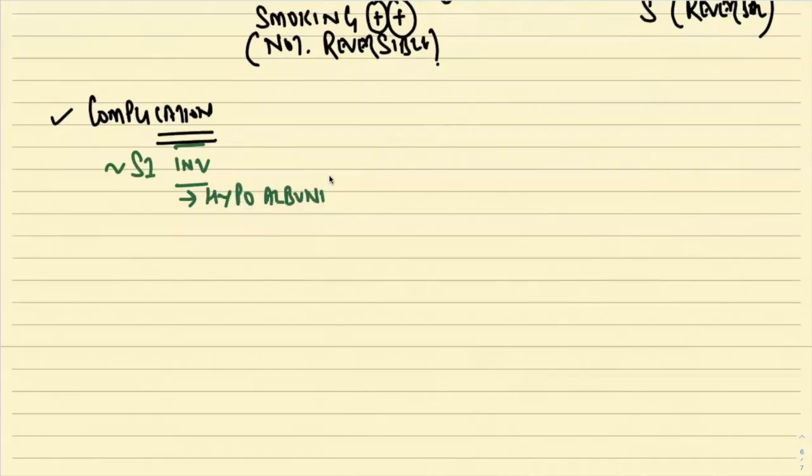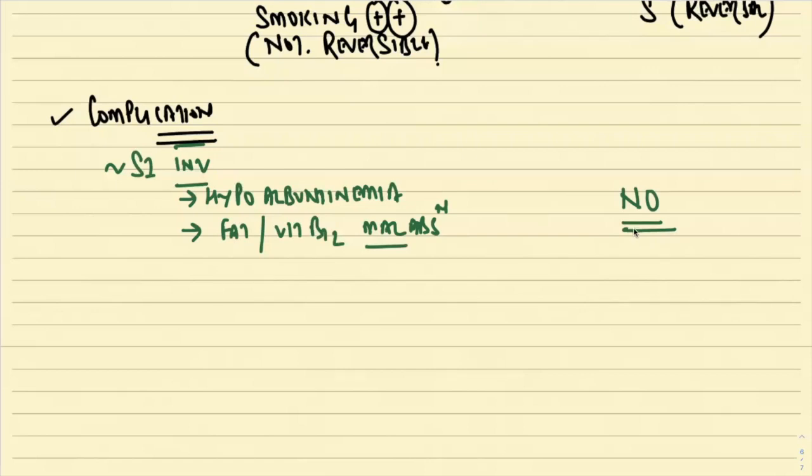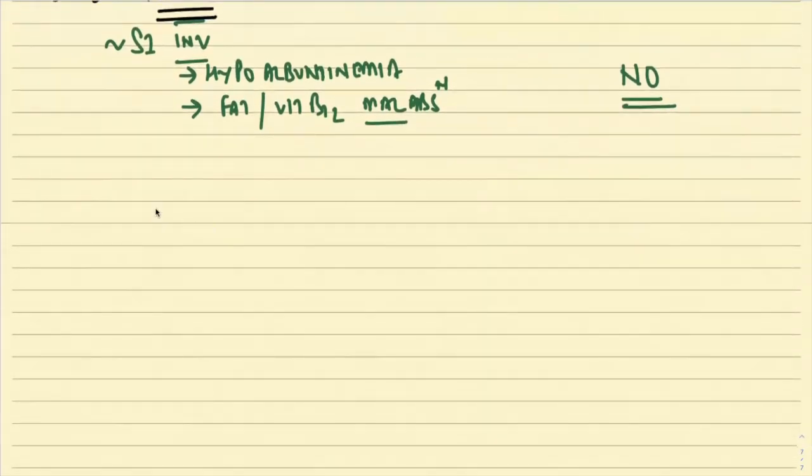hypoalbuminemia. Okay, because there will be protein losing enteropathy, so loss of proteins will be there. There will be fat malabsorption, even vitamin B12 malabsorption will be there, because all these absorption takes place in the small intestine. Okay, again, very important thing is that all these features are not seen over here. Small intestinal involvement, hypoalbuminemia, these features are not present over here.